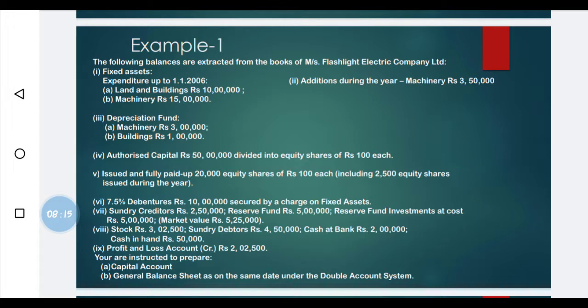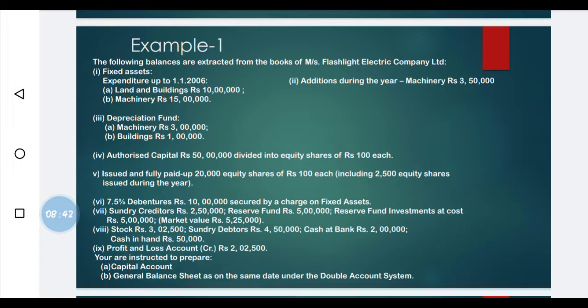Now depreciation fund: I already told you that you should not deduct the depreciation from the concerned asset. You have to take it as a fund, and you have to write it on the liability side of the balance sheet. Now authorized capital 50 lakhs divided into equity shares of 100 each. Normally we will not write authorized capital in the balance sheet. We should not add the authorized capital in the balance sheet. We will just write it and draw two lines.